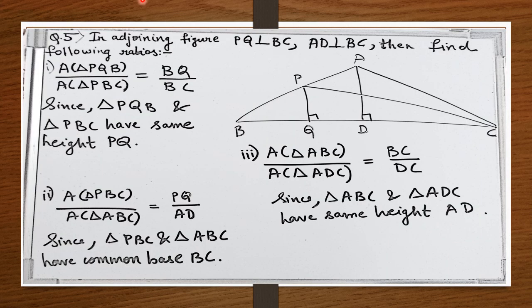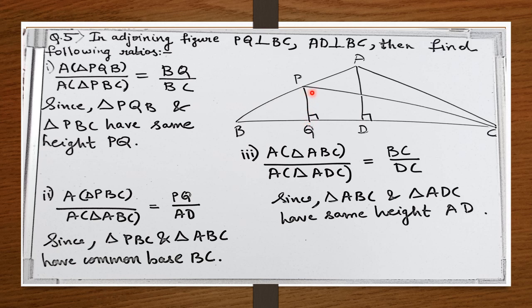So this is the fifth question in your practice set 1.1. Now in the adjoining figure, PQ is perpendicular to BC, AD is perpendicular to BC. Then find the following ratios. So under question 5 there are 4 sub questions. The first one is area of triangle PQB upon area of triangle PBC. Now if you see both PQB and PBC, the height is the same, PQ.